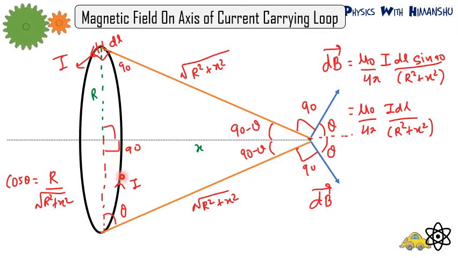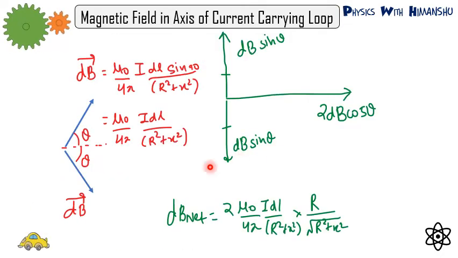Because in the lower triangle, if you see 90, 90 minus theta and theta, and cos theta will be r upon root of r square plus x square. Please remember this diagram and then we'll simplify this. So we have two magnetic fields, theta, the value of both the magnetic fields is same.